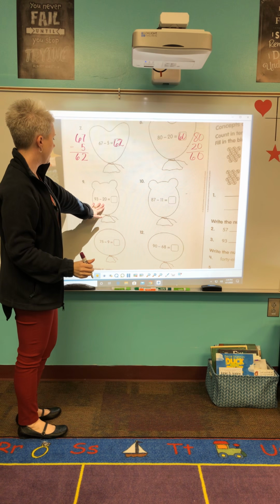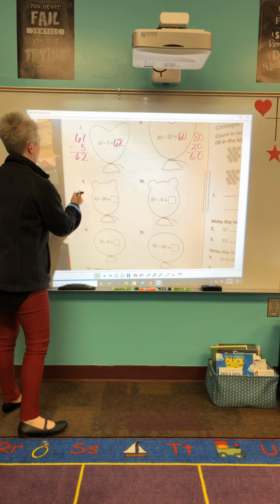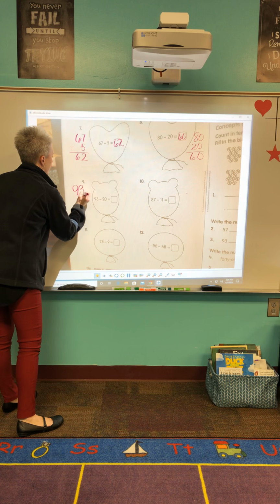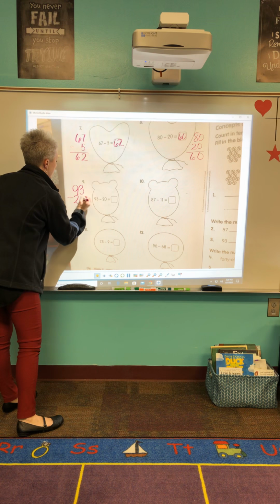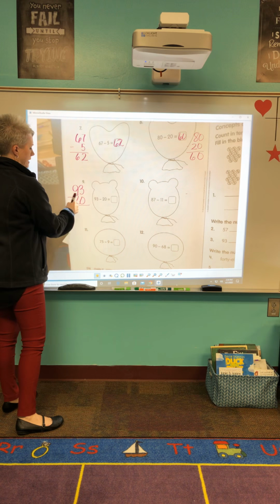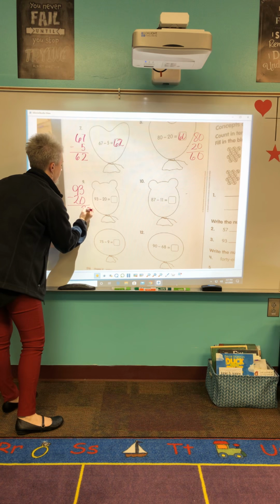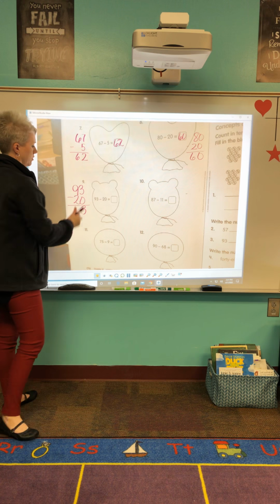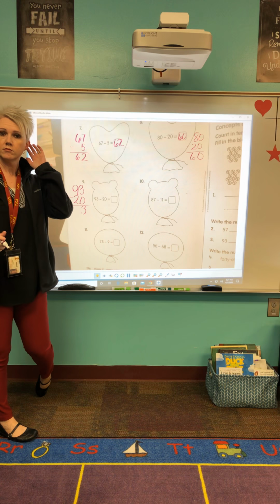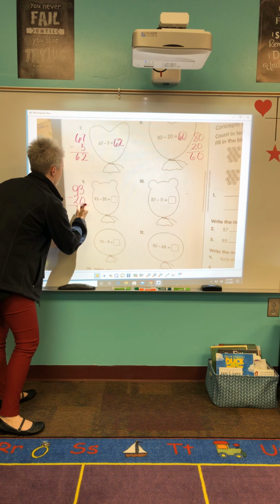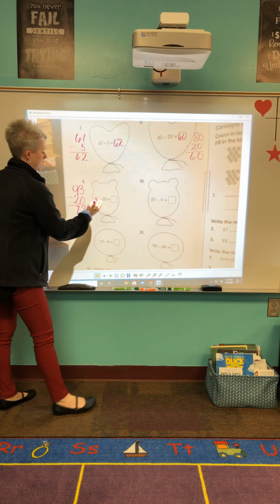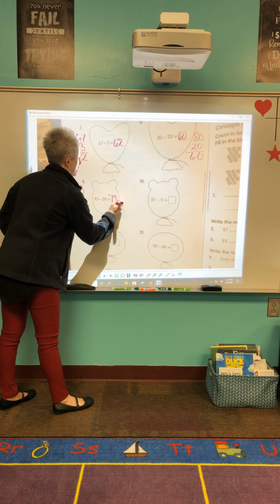All right, let's stack this one up. 93 minus 20. 93 take away 20. 3 minus 0 is, yell it out. Good job. 9 take away 2 is, yell it out. 7, excellent. 93 minus 20, 73.